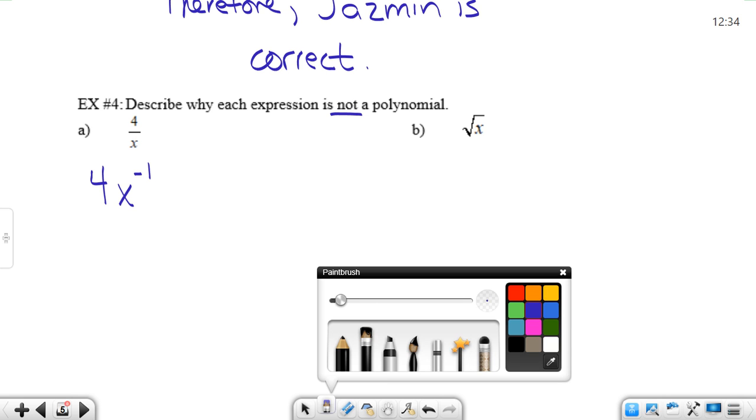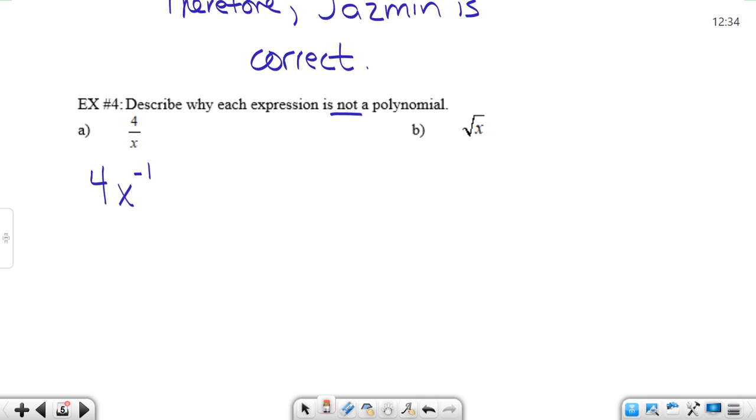But all we need to know right now is that, okay, so if 4 over x is actually 4x to the negative first, this is not a polynomial because -1 is a negative integer. And remember, guys, we cannot have negative integer values for powers in our polynomial. So 4 over x, not a polynomial.